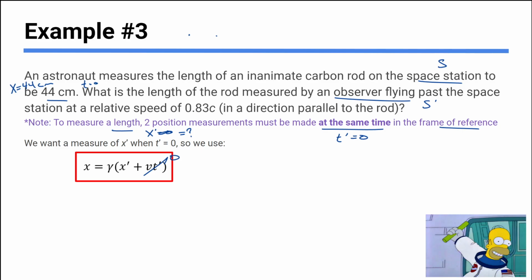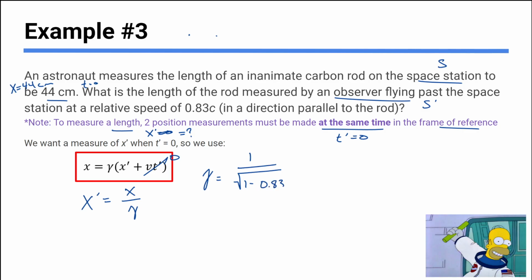I need to solve for x prime. This whole thing is 0. So guess what? x prime is just x over gamma, x over the Lorentz factor. So I take my 44, divide by the Lorentz factor. Easy peasy. Same as always, we're going to do 1 over the square root of 1 minus v squared over c squared, where v is 0.83c.